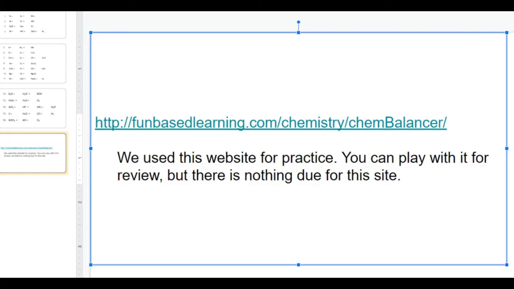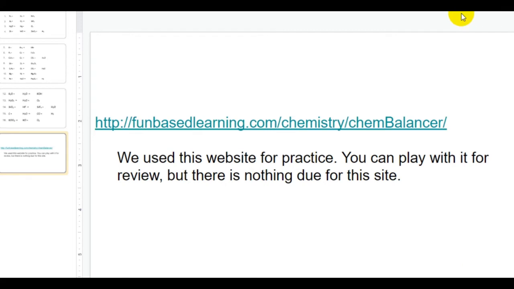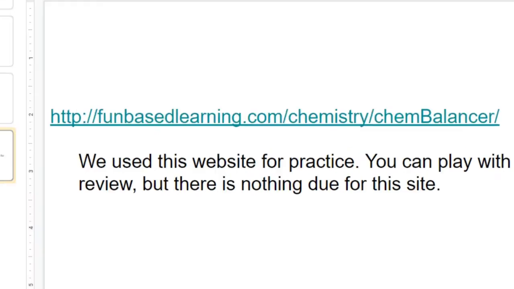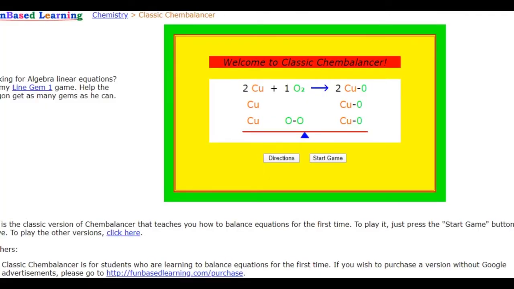So here's the fourth page that has the link. It takes us to a really fun chemical equation balancing online website. You can click on the link after you open the worksheet, or you can type it in. It's funbaselearning.com/chemistry/CAM balancer. Now, just a few notes about this website is that it does lag a lot. When you go from one problem to the next, sometimes it takes up to 2 minutes. So it's just an FYI, but just be a little bit patient.